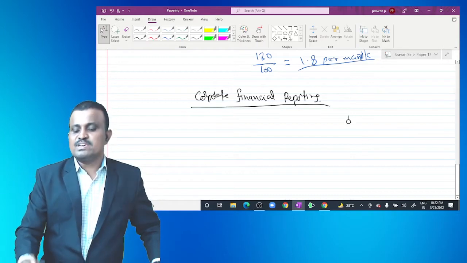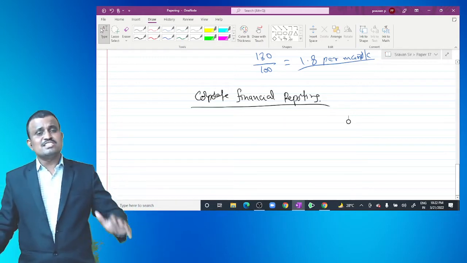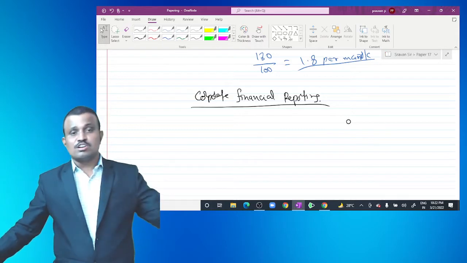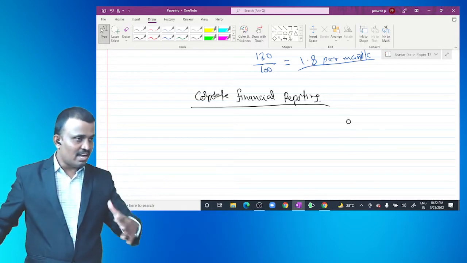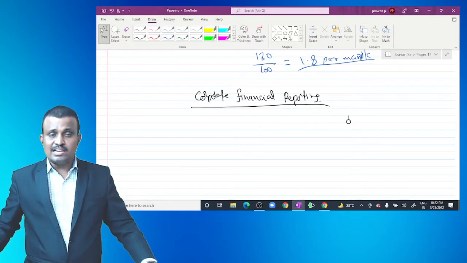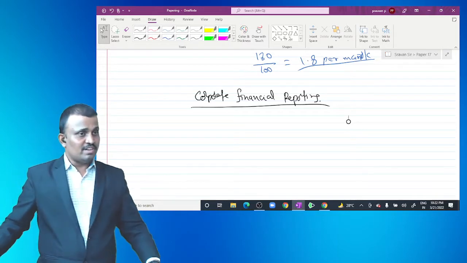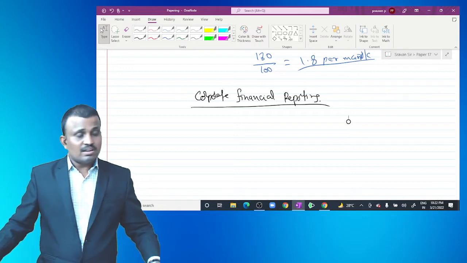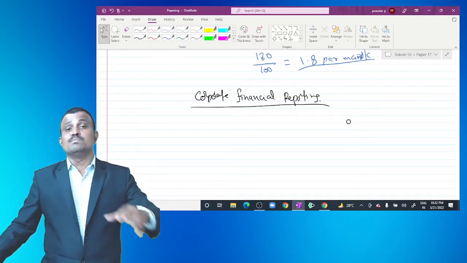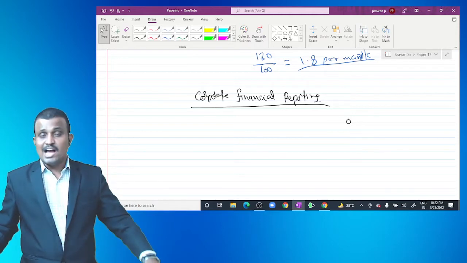So what is meant by CFR? Till now we discussed what is meant by accounting. Accounting is nothing but an art of recording, classifying, summarizing, analyzing, and interpreting the financial information, which is communicated to the users of financial statements. Then we have the knowledge on how to prepare the financial statements as per Schedule 3.